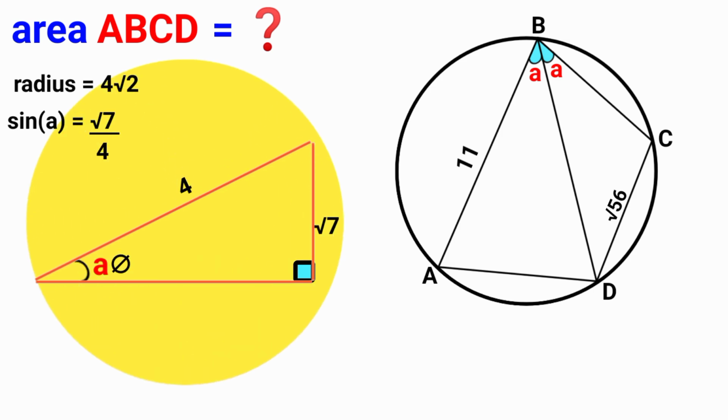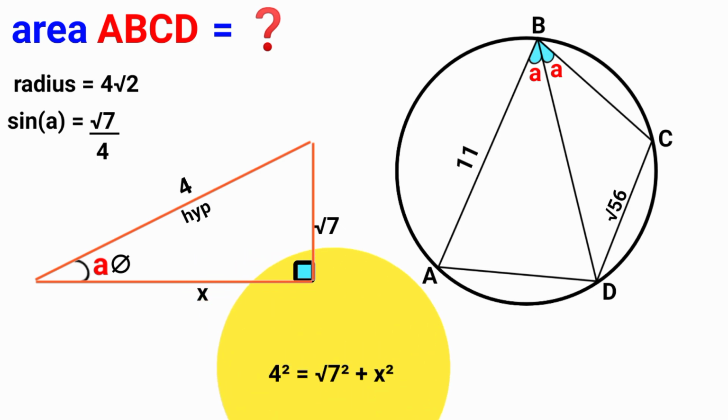Now since this triangle is a right angle triangle, we can use the Pythagorean theorem. The hypotenuse is the side facing the right angle, which is this here. The square of this 4 must be equal to the sum of the squares of this root 7 and the length of this side, let's say x. So 4 squared equal to root 7 squared plus x squared. 4 squared is 4 times 4, which is 16. Root 7 squared is root 7 times root 7, which is 7.